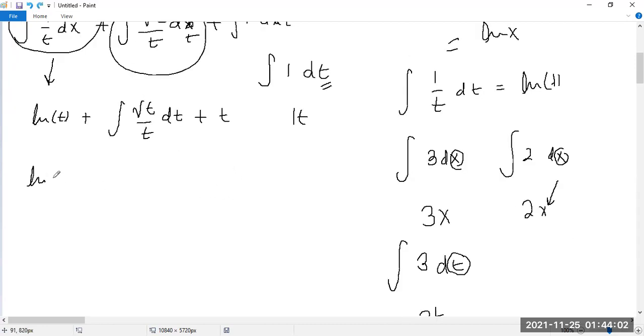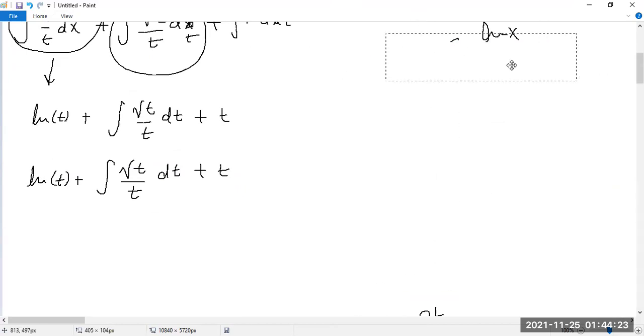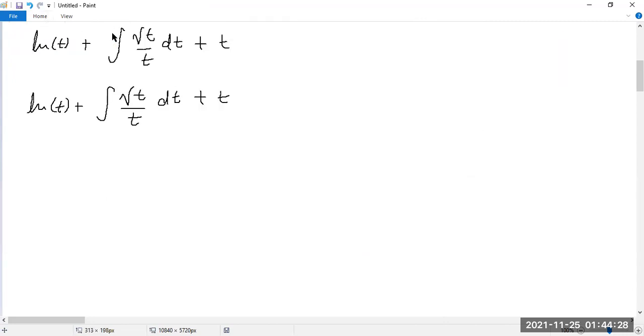And so we have ln of t plus, and we haven't touched this middle guy here because we're concerned about how to do this stuff, but then we have plus t here. So the question is, really we're done, right? But really the question is, how do we tackle that middle guy there? The answer to that question is a little taxing to look at, but we'll look at it.